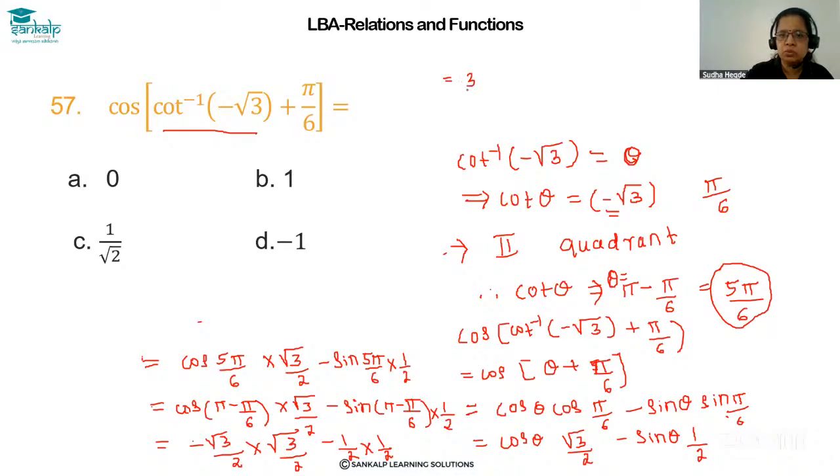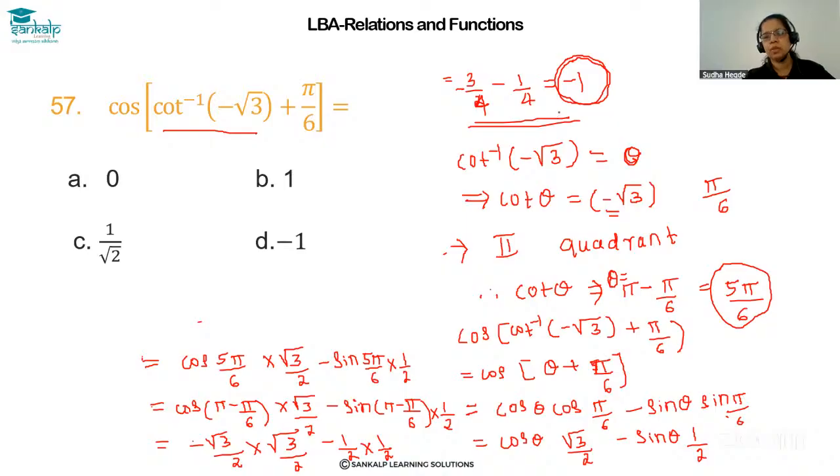3 by 2 minus 3 by 4, it is 3 by 4, minus 1 by 4, that is equal to minus 1. So the given expression reduces to minus 1. Are you getting? The last step I have written here.